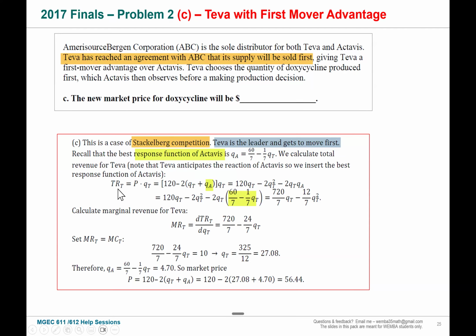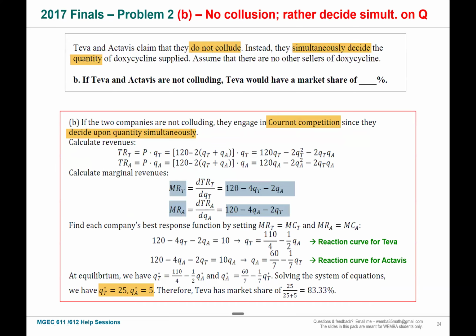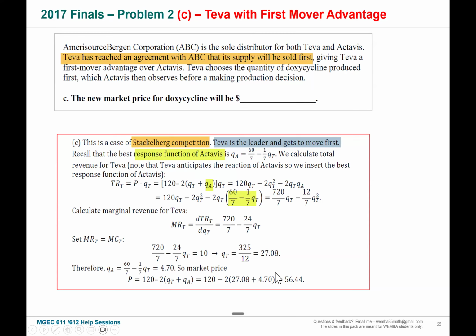And the trick was how you compute TR for Teva, and then from there MR and so on. So you can do that, and when you do that, you get the quantities as different numbers. You get Actavis as 4.70. Since Teva is first mover, it should produce more than what it was doing under Cournot. So now it's making 27.08. Previously it was making 25. So it makes sense that by going first, its quantity went up. What about the price? Well, the price is 56.44 as a first mover.